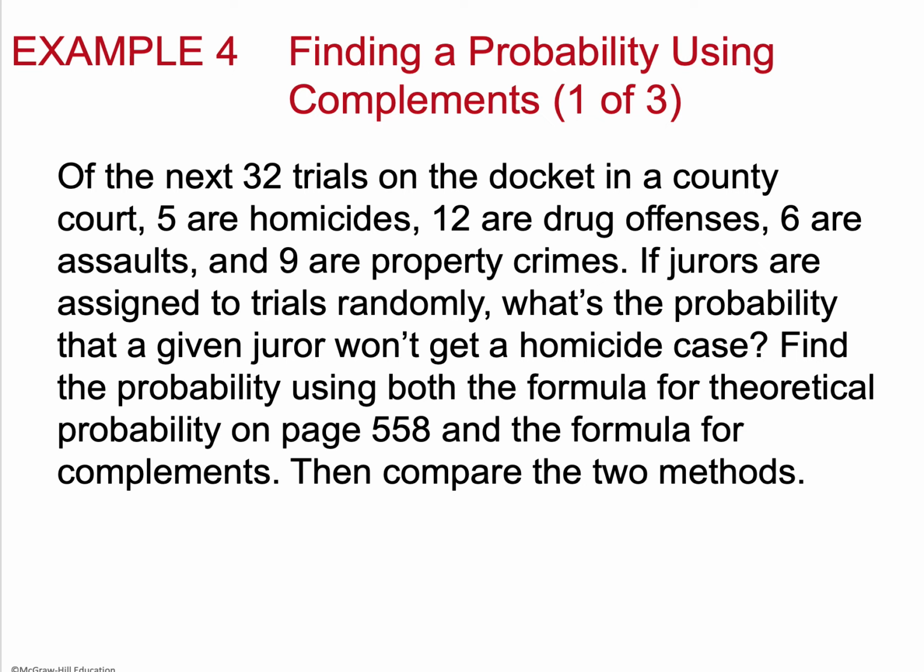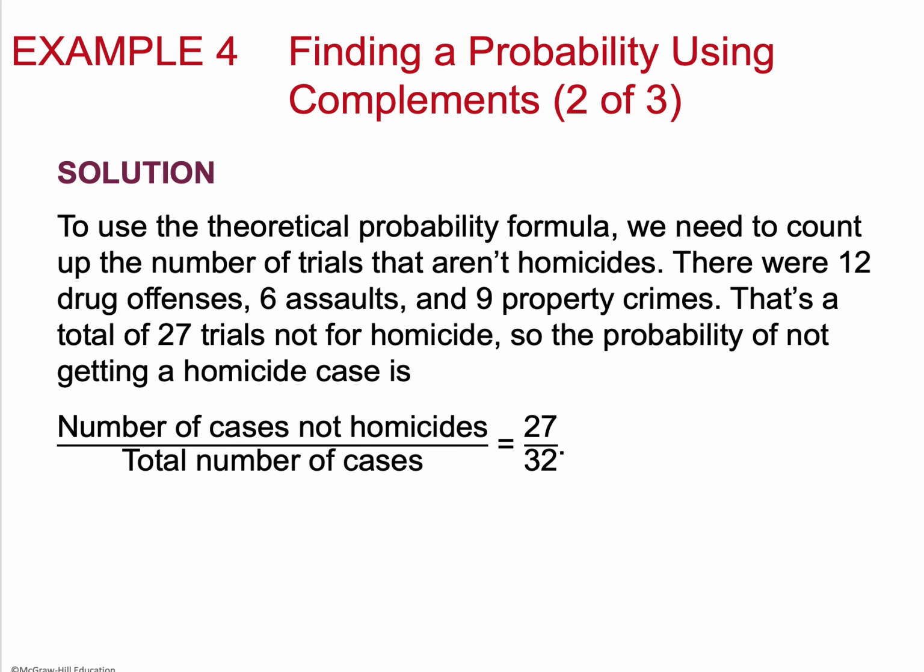So in this example, we have 32 trials in a county court. 5 are homicides, 12 drug offenses, 6 assaults, and 9 property crimes. If jurors are assigned randomly, what's the probability that a given juror won't get a homicide case? So there are a couple of ways we could do this. We could do this by finding the probability of getting any case but a homicide case. Or we could find the probability of getting a homicide case and then subtracting that probability from 1.